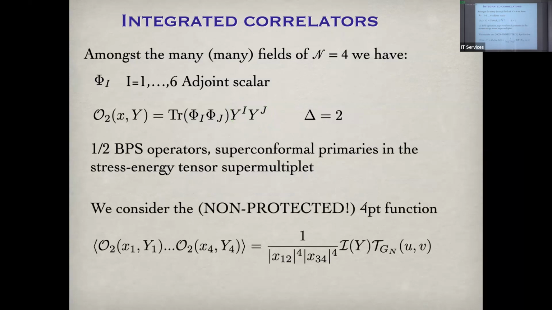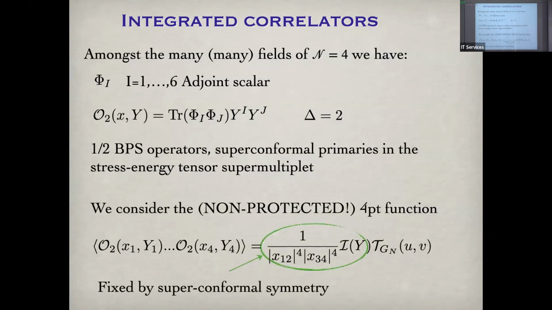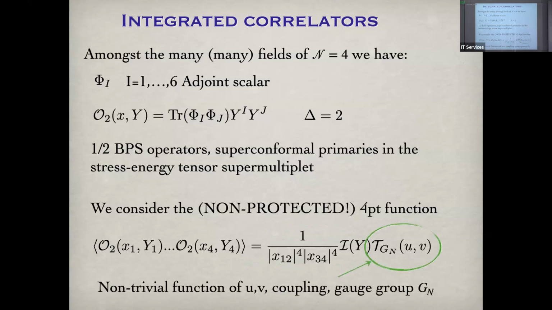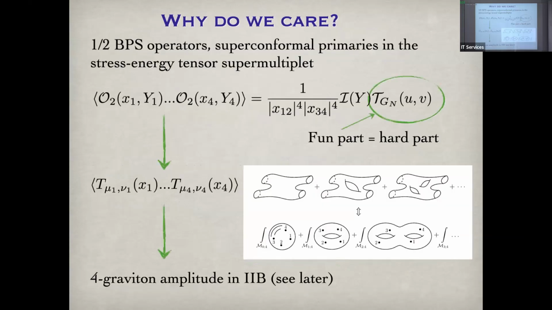And now you consider the 4-point function of this operator. This is a non-protected quantity, O2, O2, O2, O2, four of them. And now you have a nice factor overall, which is fixed completely by superconformal invariance. So we actually don't really care about this one. The factor that we really care about is this function in here, which is a non-trivial function of both the crossing ratios U and V, the coupling constant, and the gauge group. So this is where all the fun lies, but it's also where all the complications are.